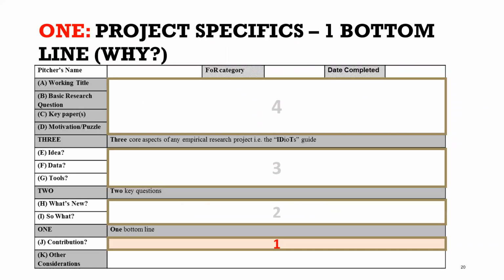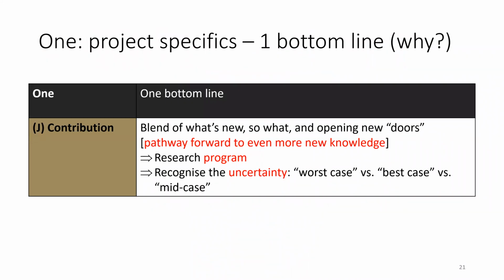So item J is the contribution. It's like the one bottom line of it all. If you were asked to express the overriding theme of your research and how it's going to create new knowledge, what is that theme? So quick word of advice on this.